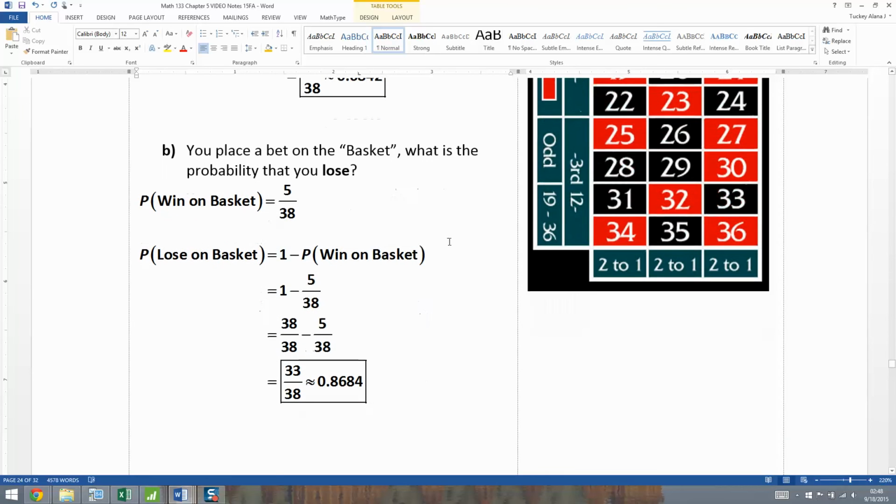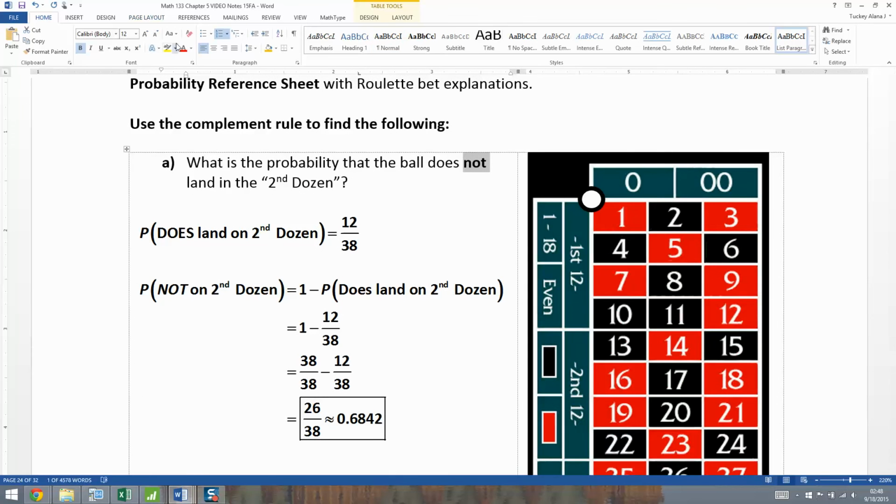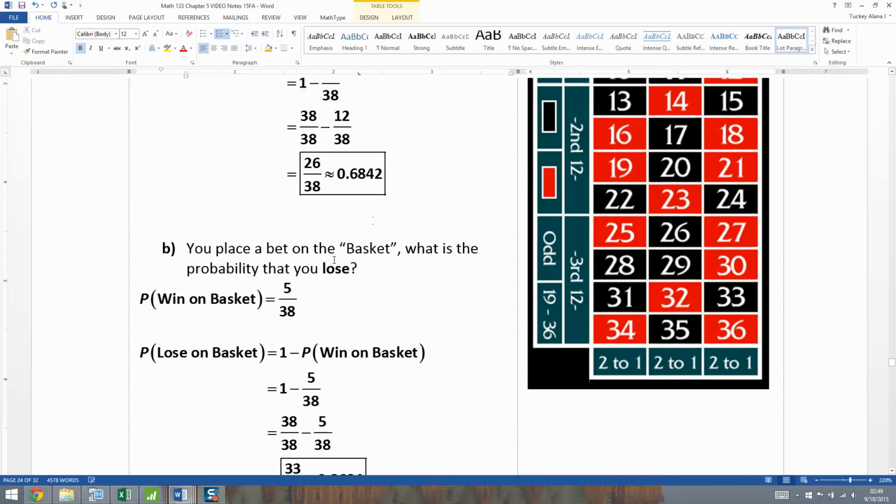All right, we are all done with that roulette example. So we noticed that they used different words. The word not conveys negative, conveys complement rule. And losing conveys complement rule, right? Because we figure out the probability of winning all the time. Losing is the complement of that, right?